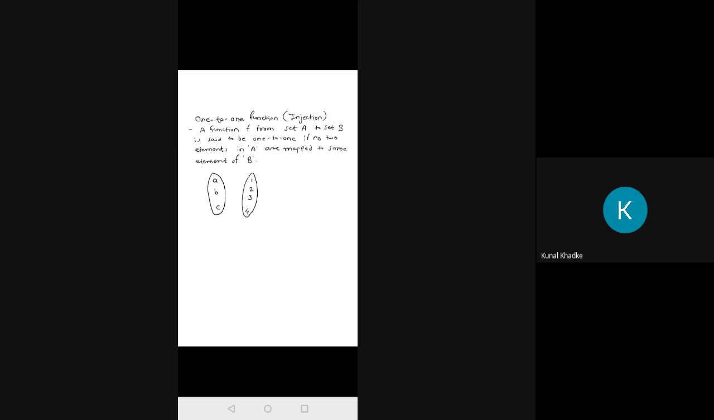A one-to-one function is obviously a type of function, so whatever conditions apply to a function are applicable here. The first condition: every element in set A should have a unique image in set B. Now a one-to-one function has one more condition: no two elements in set A are mapped to the same element of B.